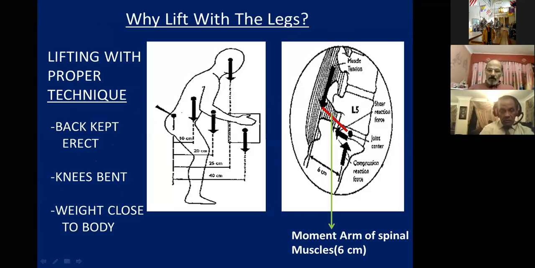So we can advise people who are subjected to sport injury due to lifting heavy weights to keep the weight as near as possible to their body during lifting, bend their knees, and keep the back erect, so that they reduce the load as much as they can and avoid spinal injuries.